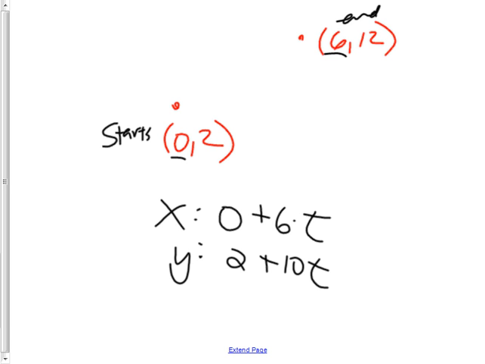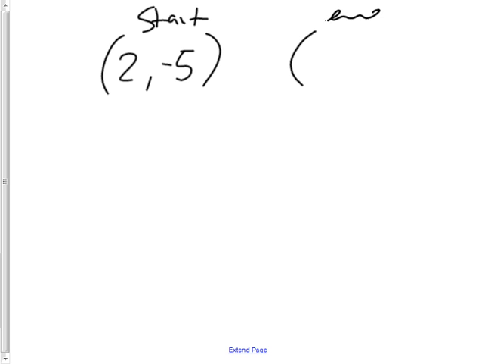So any other questions? So if I give you 2 points, can you tell me how do I get a directed line segment for this? Start, end, I need an x part and a y part.